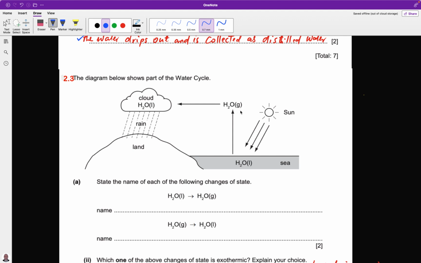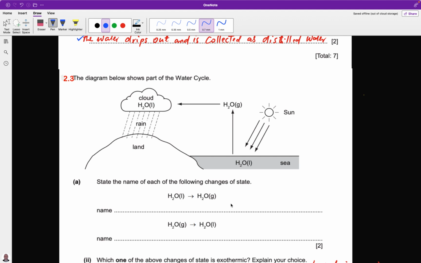In the sky as water vapor, which is in the form of gas, it now combines in the air at the higher altitude. Now, at higher altitude, the temperature is low. It is now being converted from the water vapor to liquid water. The liquid water now rains back to the surface as rain. Now, state the name of each of the following changes of state. A, from liquid water to gas. What is the change of state?